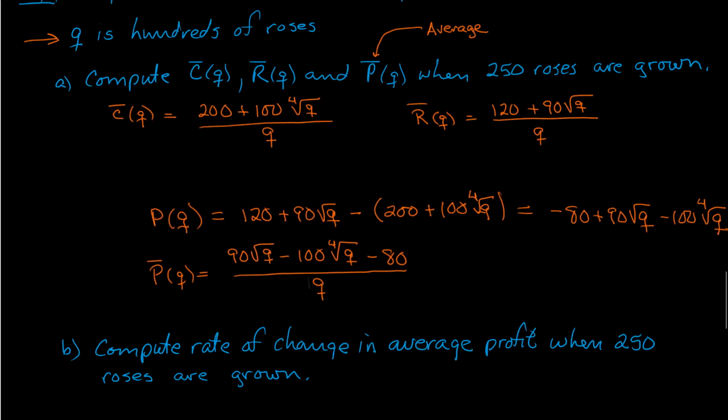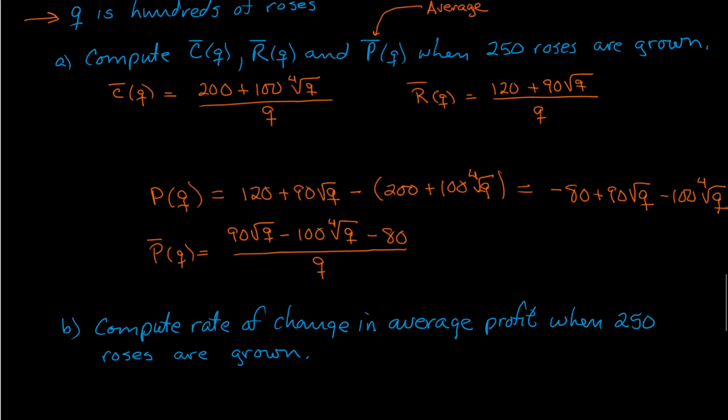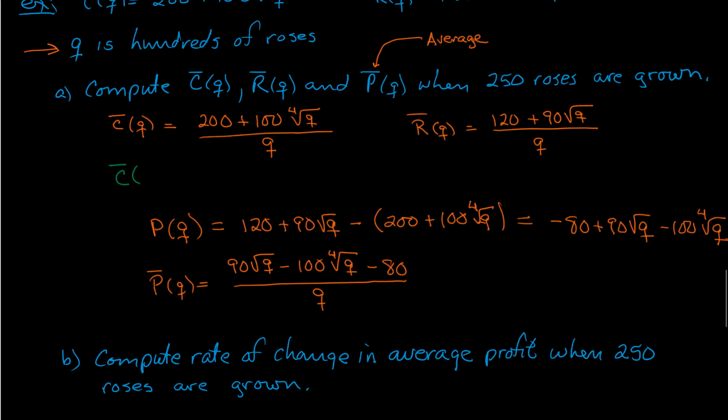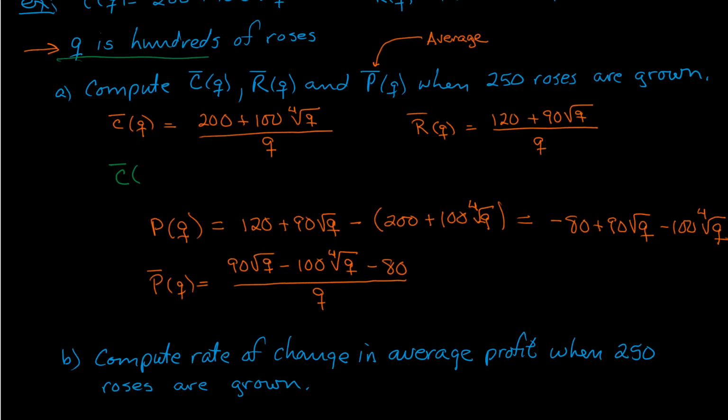Okay, now for any of these three that we've just figured out here, notice it asks us not only to get the average cost, average revenue, and average profit function, but it asks us to compute the average cost at 250 roses. Now you got to be really careful here because Q is in hundreds of roses.